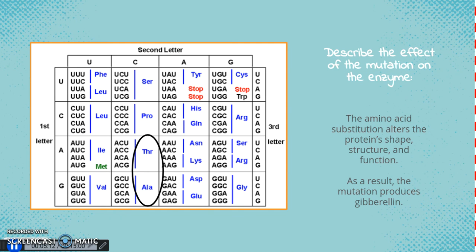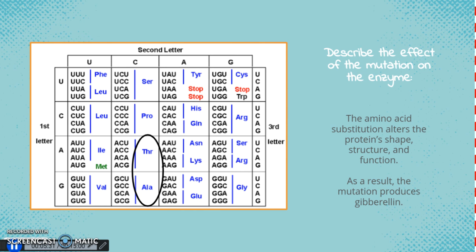So how can we describe the effect of the mutation on the enzyme? The amino acid substitution alters the protein's shape, structure, and function. And as a result, the mutation produces less gibberellin. We can see here that we have threonine, the THR, and alanine, the ALA. The threonine is actually supposed to be an alanine.